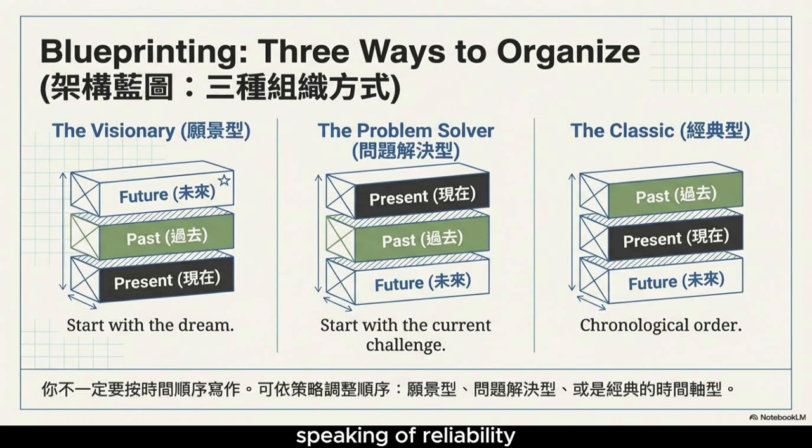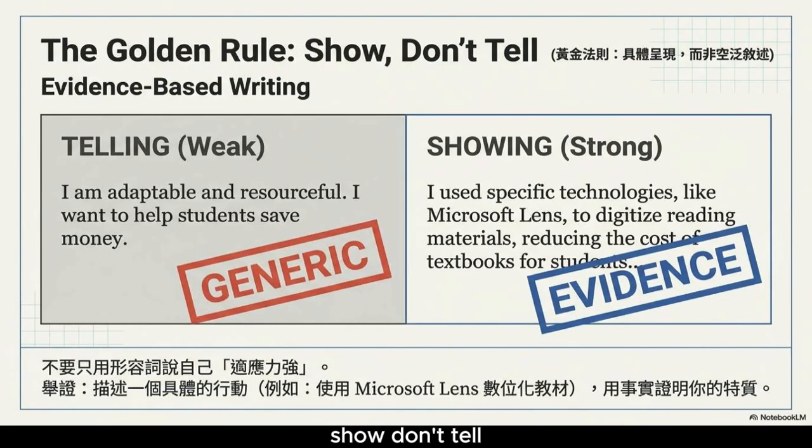Speaking of reliability, let's look at the golden rule on slide 10. Show, don't tell. The show don't tell slide uses a technical example that successfully demonstrates evidence, but it completely fails to demonstrate emotion. Let's see the text. The strong example says, I use specific technologies, like Microsoft Lens, to digitize reading materials, reducing the cost of textbooks. So it is specific. It names a tool. But the weakness is that it's purely functional.